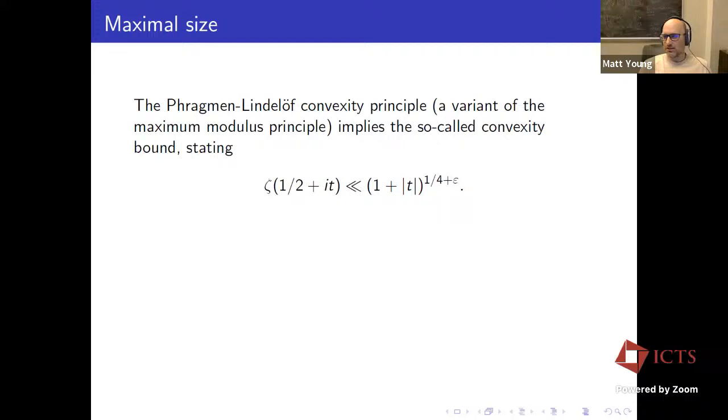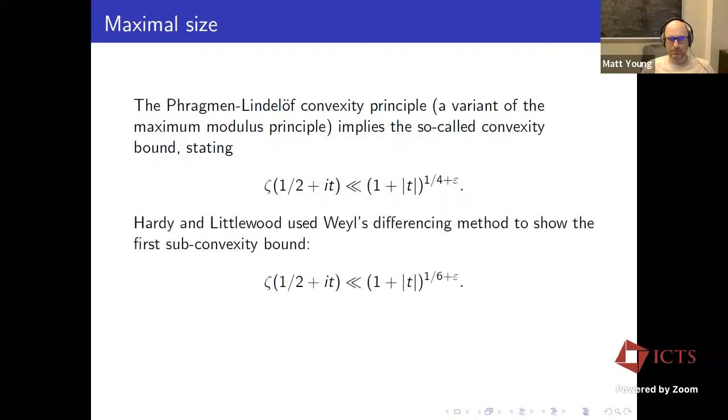So what do we know about the maximal size? We have the Phragmen-Lindelof convexity principle, which is a variant of the maximum modulus principle, and it implies the convexity bound, which says that the zeta function is bounded by basically t to the 1/4 for t large. As the first improvement on this convexity bound, Hardy and Littlewood used Weyl's differencing method to show the bound of t to the 1/6, which we now call the Weyl bound.